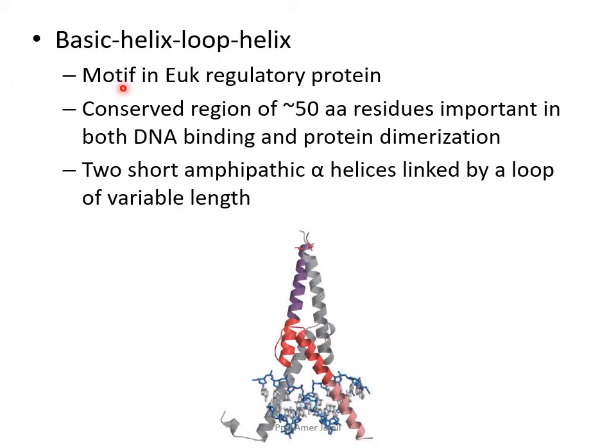Basic helix-loop-helix is another structure, and this motif is found in eukaryotic regulatory proteins. It is a conserved region of about 50 amino acid residues, which is important in both DNA binding and protein dimerization. Two short amphipathic alpha helices are linked by a loop of variable length in this basic helix-loop-helix structure.